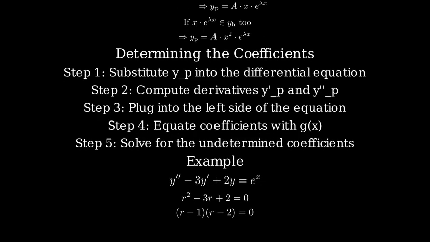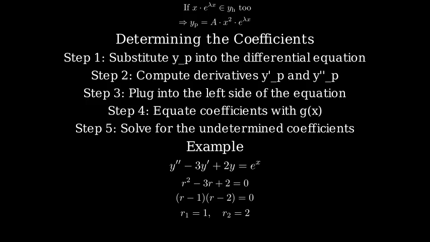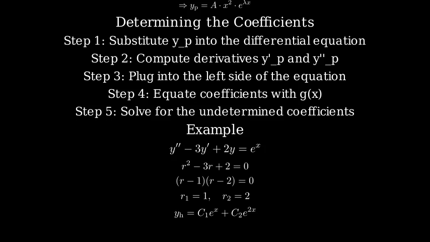The characteristic equation is r squared minus 3r plus 2 equals 0, which can be factored as the quantity r minus 1 times the quantity r minus 2 equals 0. So our roots are r equals 1 and r equals 2. Since we have distinct real roots, the homogeneous solution is y sub h equals c1 times e to the power of x plus c2 times e to the power of 2x.